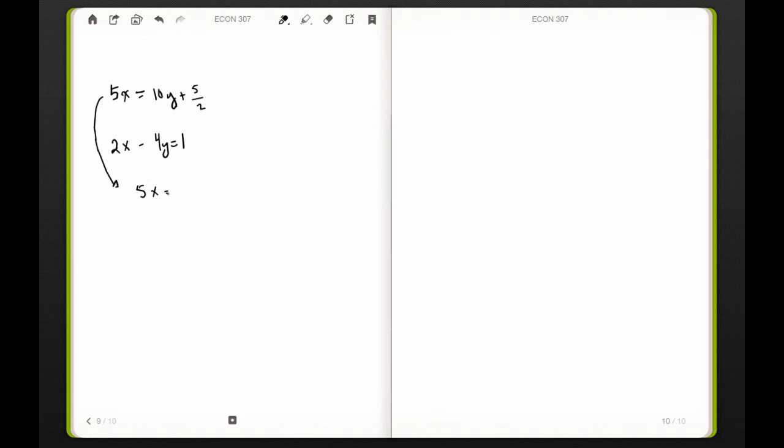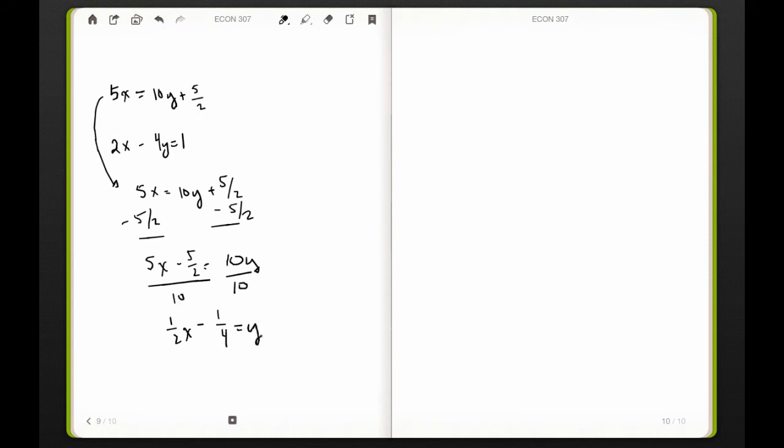So let's just go through this. 5x equals 10y plus 5/2. So I'm going to get y by itself. I'm going to subtract 5/2 from each side. 5x minus 5/2 equals 10y. So now I divide each side by 10. And I get 1/2 x minus 1/4 equals y. So here's my first equation. I've solved it for y in case I want to graph it later on.